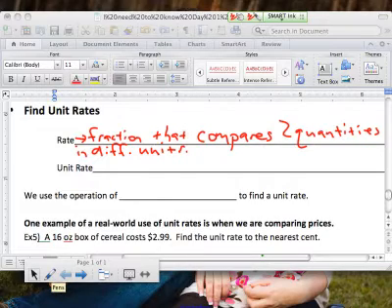Okay, and then the unit rate is if the denominator of the fraction is 1 unit. All right, so for unit rate, which is really what we're going to be doing, the denominator, or bottom, is 1. And what we're going to use is the operation of division to find a unit rate, or simplifying fractions.